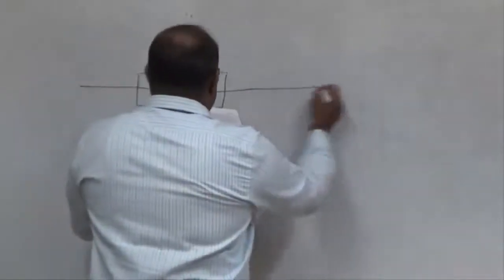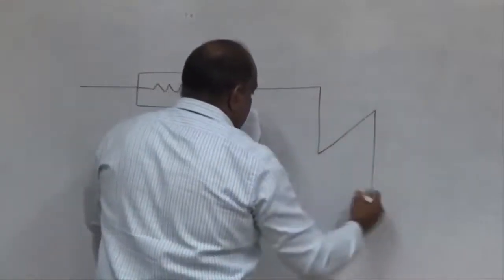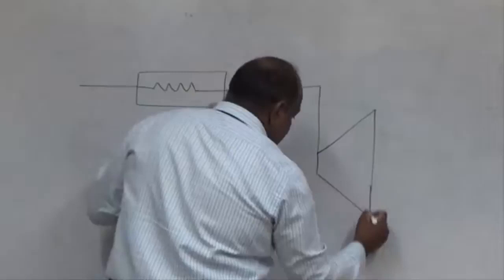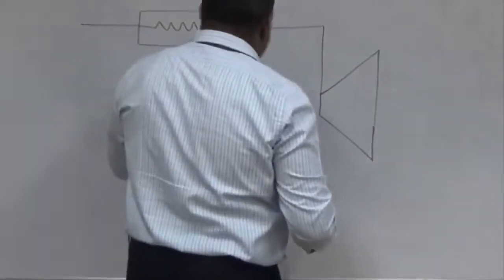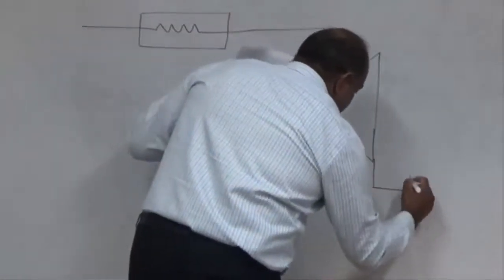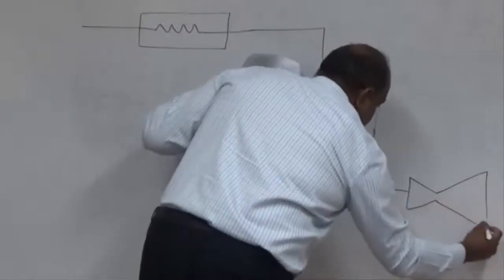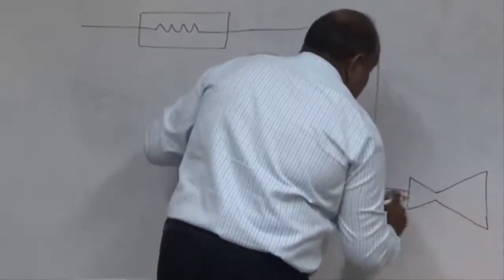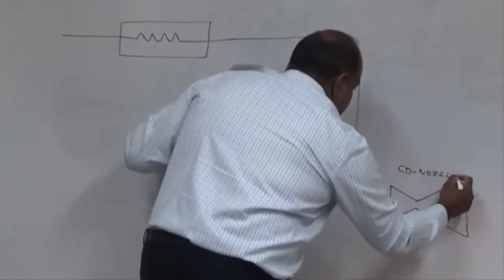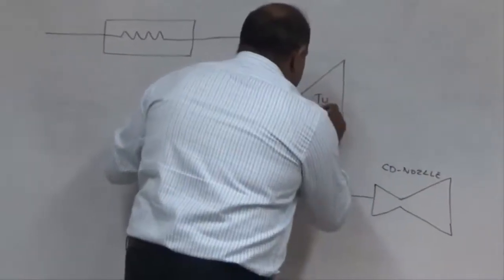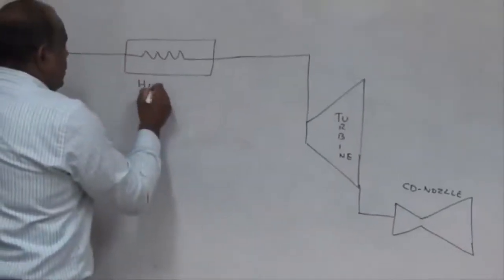Then after this it enters a turbine. The turbine will be expanding. After the turbine it is going to enter a nozzle. This nozzle is called a convergent divergent nozzle. It is not a normal convergent nozzle. It is called a CD nozzle.